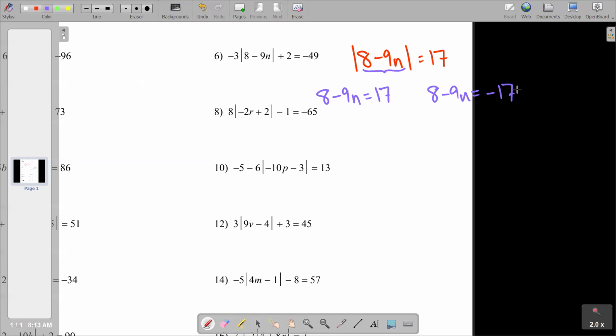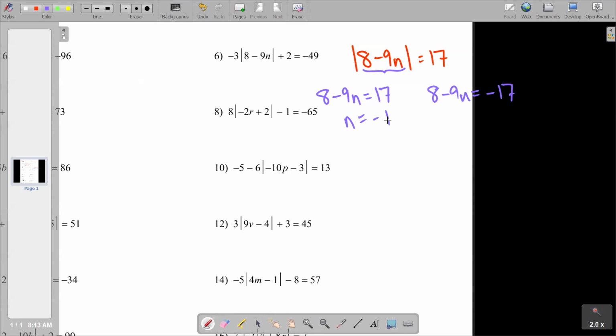So to solve the first one, you would subtract 8. You agree? And 17 minus 8 is 9. And then if you divide that 9 by the -9 that's attached to n, you figure out that n equals -1. So that's one of your solutions. But again, you want to check it and just make sure.